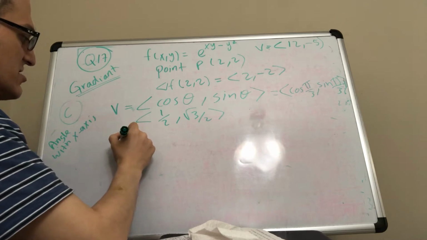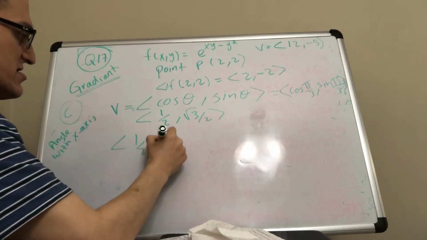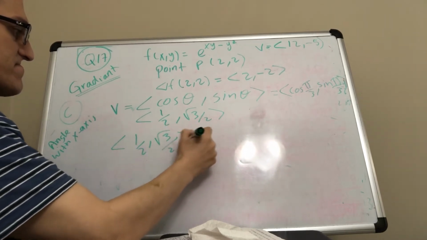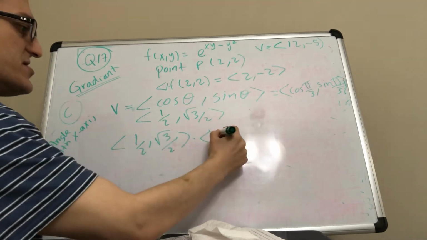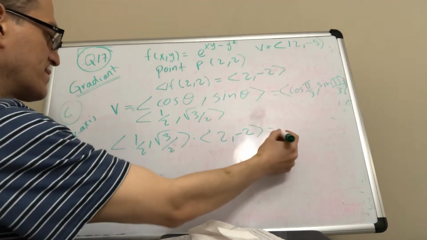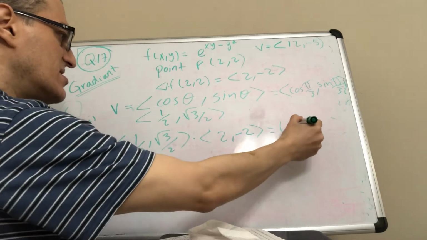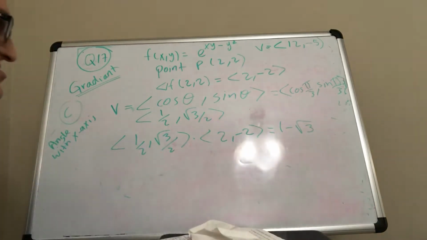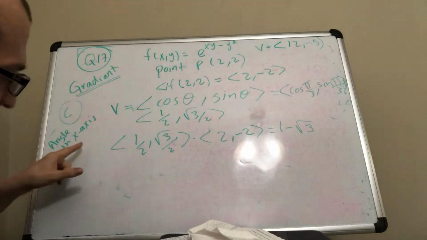Then you do a dot product between this and the gradient. That's 1 minus root 3. This is if they ask you angle with the x-axis.